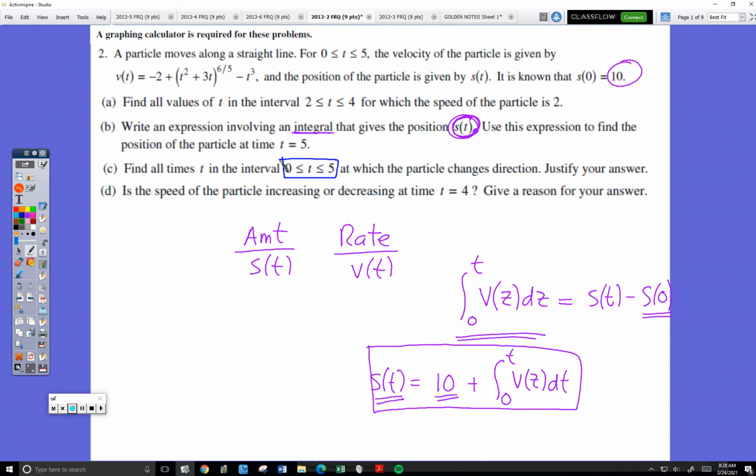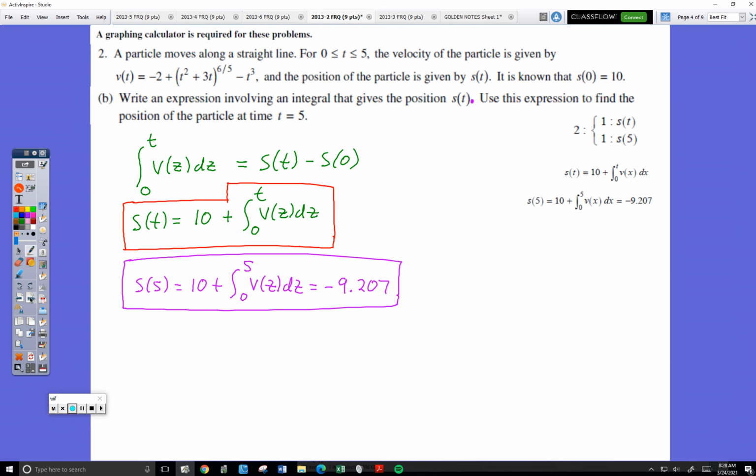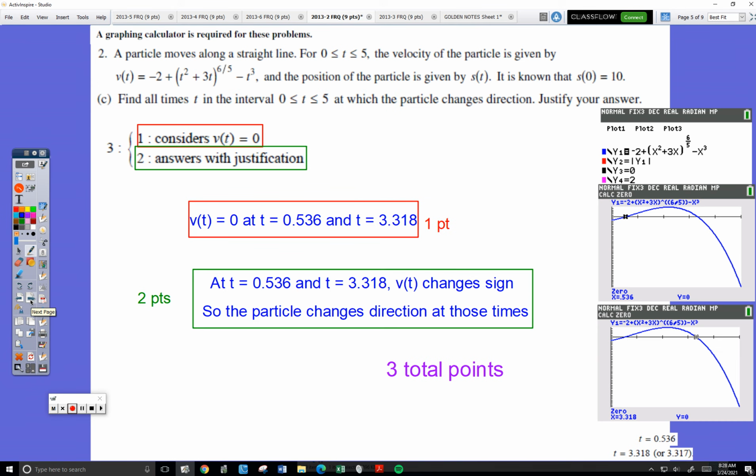We're now 0 to 5. Earlier we were only 2 to 4. So I grab my calculator and I plot the velocity now. So here's the velocity, y1. Here's my velocity plot with the window of 0 to 5. And there are 2 times when the velocity changes from being negative to positive and then back to negative. Therefore, I simply note those times.